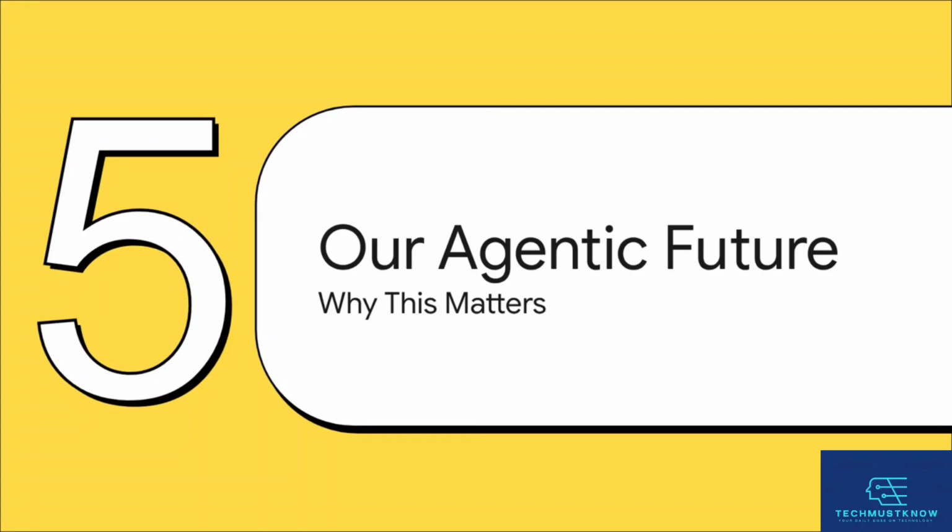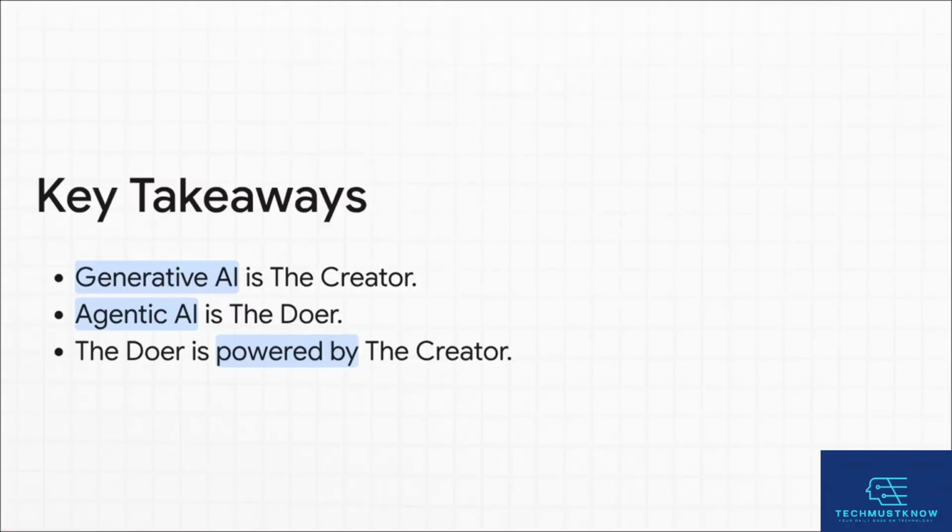Okay, so why is this so important? Why does this connection matter so much? Because understanding this relationship, it really shows us where the future of all this technology is going. So let's just boil it down to the 3 key takeaways. Number 1, generative AI is the creator. Number 2, agentic AI is the doer. And number 3, and this is the most important one, the doer is powered by the creator. That relationship, that synergy, that is the key to everything that's coming next.